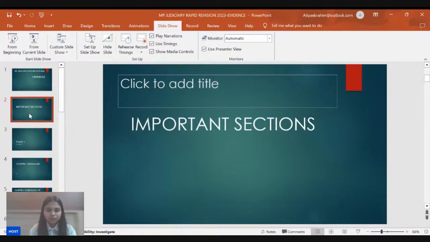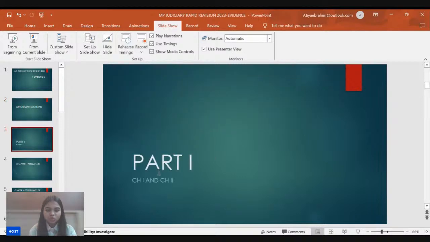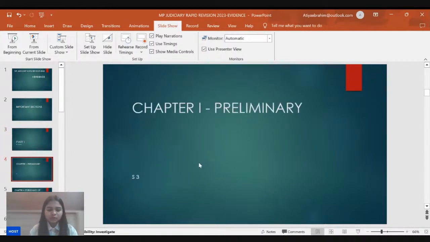Okay, so I'm going to give all the important sections. Part 1. Now if you see part 1 of Indian Evidence Act, it only has chapter 1 and chapter 2. There are only two chapters under part 1. So from chapter 1, which is the preliminary chapter, you have to do section 3. Can you see the section which is mentioned here? Section 3 is important.